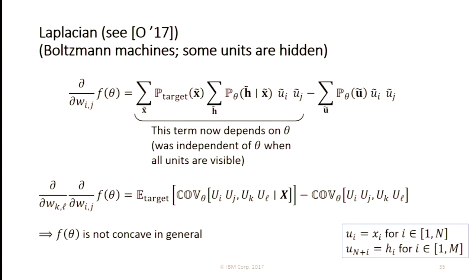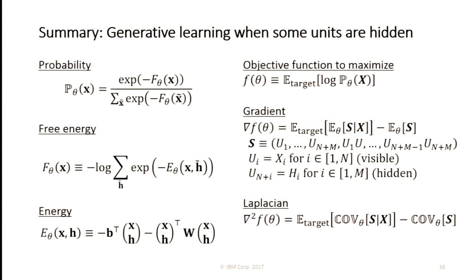And because this is a covariance minus covariance, which is a concave minus concave, now this objective function is not concave in general. So once you have a hidden unit, nothing is really concave. But people still use a gradient-based method to obtain a locally optimal solution.